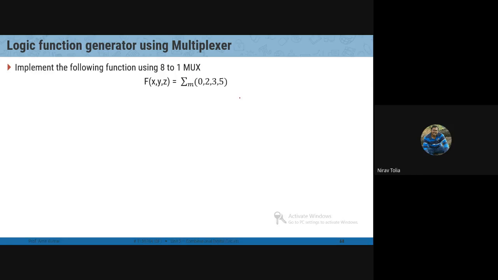Suppose this type of function is given: function of x, y, z, summation of min terms 0 to 3, 5. And we have to implement this function by using an 8 to 1 MUX. What is the meaning of 8 to 1 MUX? We have 8 inputs and only 1 output.